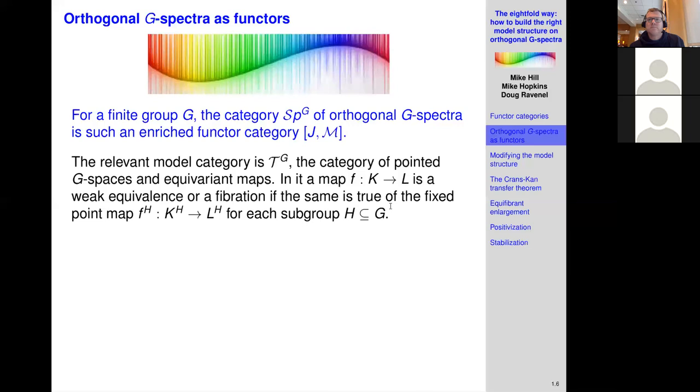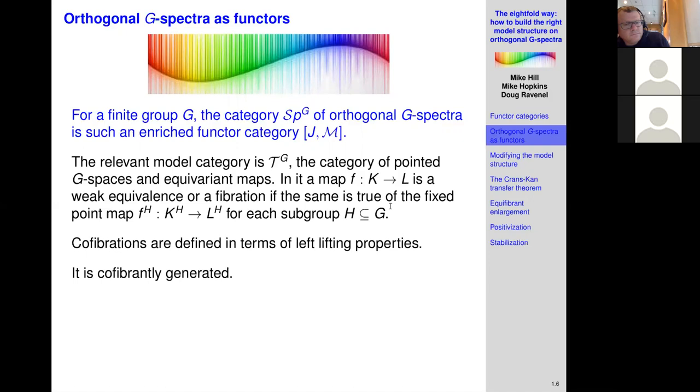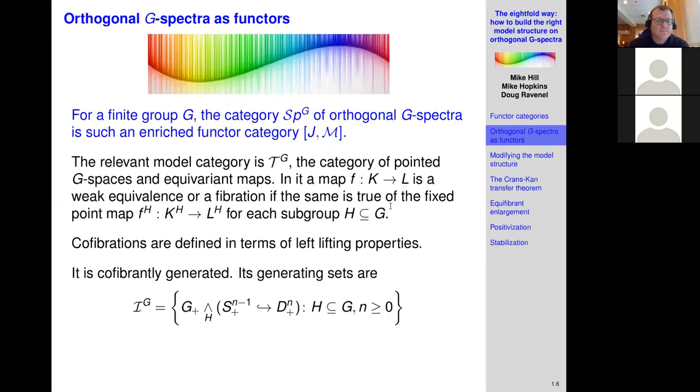Now, this definition is used because of a theorem of Bredon, which says that a map of G-CW complexes is an equivariant equivalence if and only if this condition holds. Now, cofibrations are defined in terms of lifting properties, and it's cofibrantly generated. And here are the sets of generating maps.